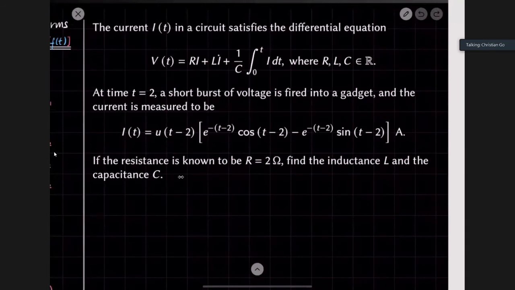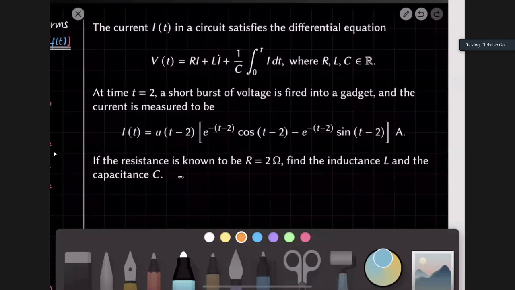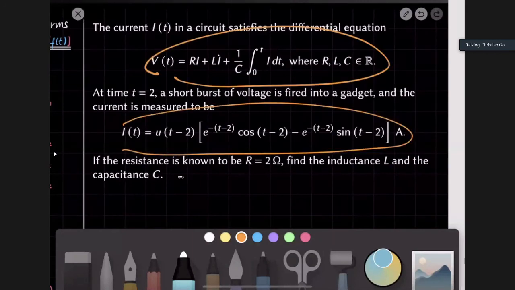At time 2, a short burst of voltage is fired into a gadget and the current is measured to be this. If the resistance is known, find the values of inductance and capacitance. No physics required for this. Here is a differential equation. Here is a solution to the differential equation. If you know one of the unknowns, find the other unknowns, L and C. So that's the essence of this question.